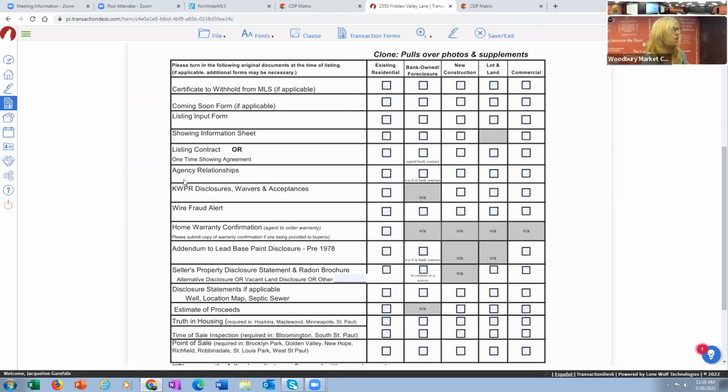I print off my agency relationships, because when I'm sitting down with a client, I always go through agency first. 99.9% of my contracts are exclusive right to sell. That's what you'll be doing. I talk about that. I talk about old car, right? Remember old car from class, super, super important.